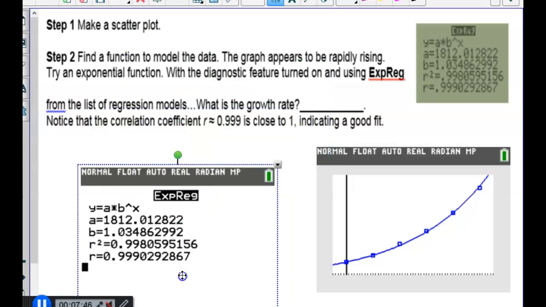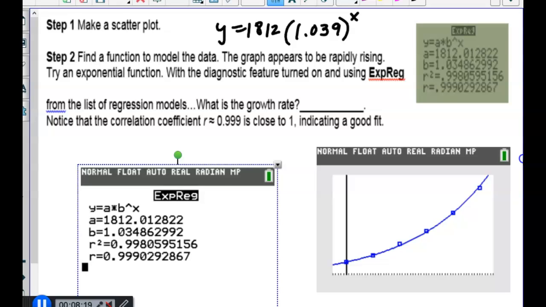There we go. So we have y equals 1812 times 1.039 to the x, if I round. Okay. The r is very close to 1, so it's a good fit. If this is an exponential growth, though, can you tell me what the growth rate is?